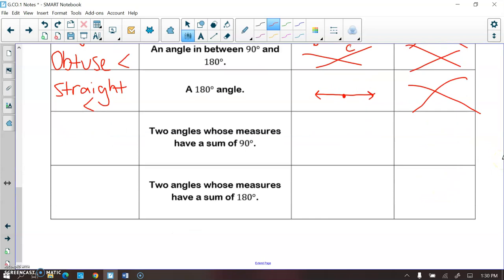Two angles whose measures have a sum of 90 degrees. That is, I almost put the wrong one, I'm sorry. That is complementary angles.